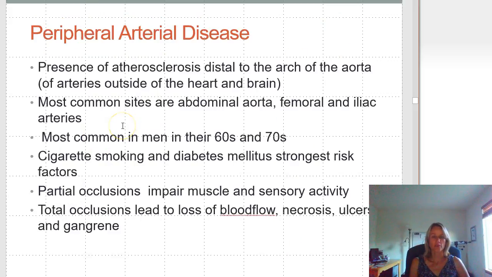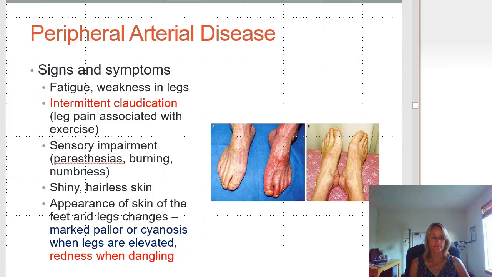Okay, so let's look at peripheral arterial disease. I already mentioned the sites. This is most common in men in their 60s and 70s, and cigarette smoking and diabetes mellitus are huge risk factors. A partial occlusion can impair muscle and sensory activity, but total occlusions can lead to a loss of blood flow, which can then lead to necrosis, ulcers, gangrene, and eventual amputations.